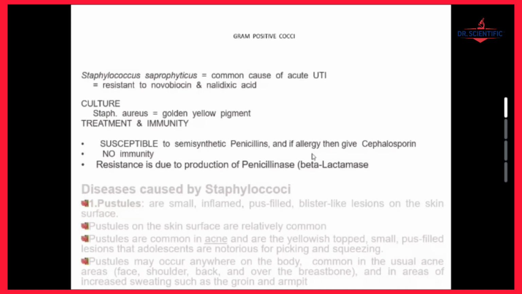Number one is what we call pustules. These pustules are small, inflamed, pus-filled blister-like lesions on the skin surface. So most of the time when you see some sort of small inflamed pimples, and when you press inside, you see something like pus, tender lesions on the skin, it is a possibility that it's an infection from these staphylococci.